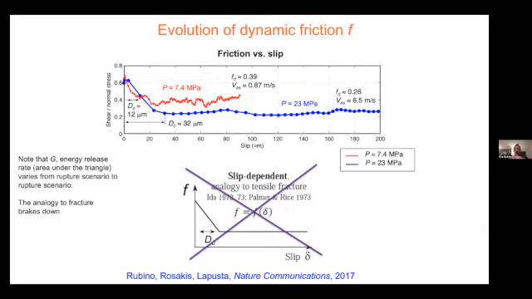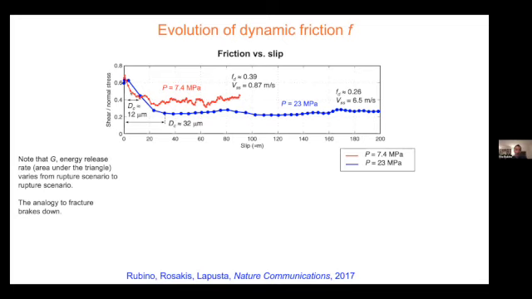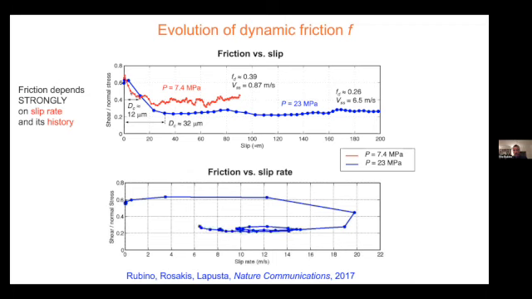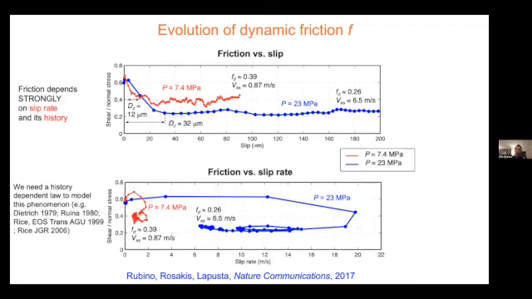From one rupture scenario to another. And so the analogy to fracture and friction here breaks down. So if we plot friction versus slip rate for the two cases, clearly we get two very different curves that show the importance of the slip rate and its history on the evolution of friction.